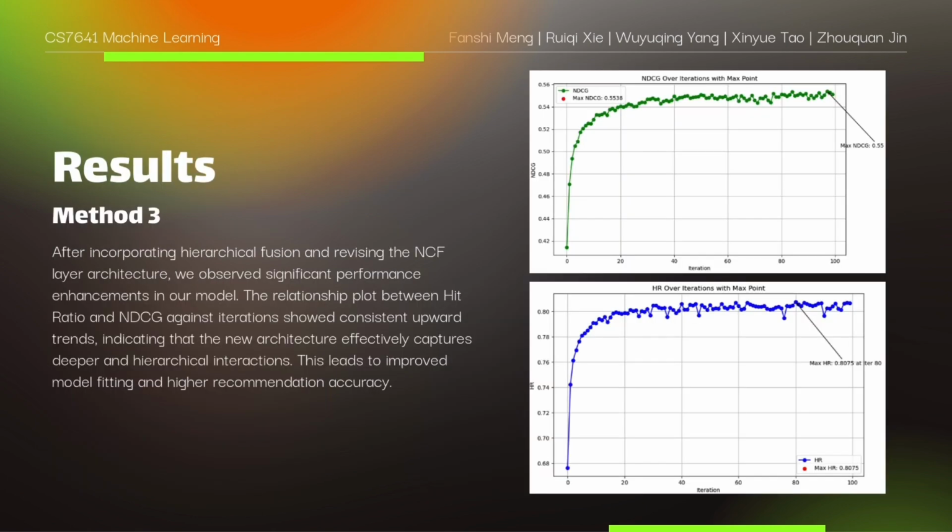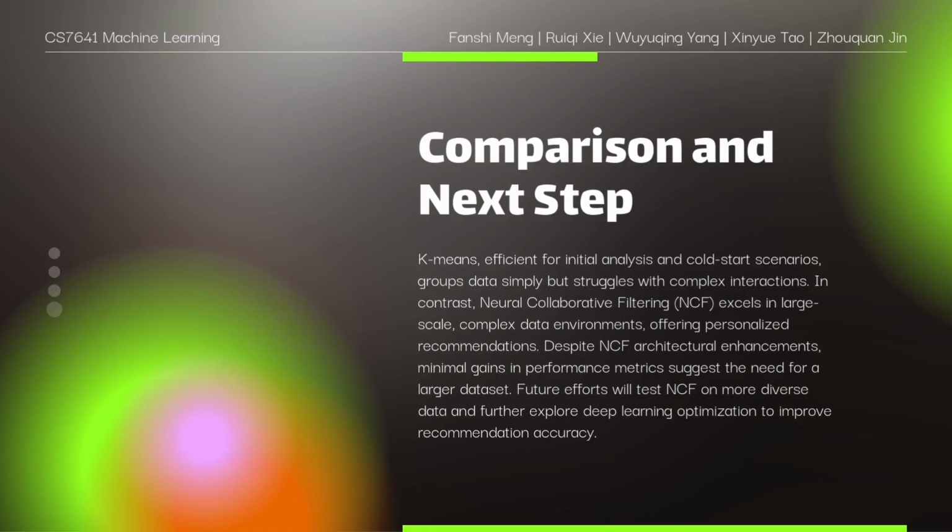The advanced NCF model demonstrated consistent improvements, with both hit ratio and NDCG metrics showing upward trends across iterations. This indicated that the model successfully captures deeper user-movie relationships, resulting in more accurate and meaningful recommendations.